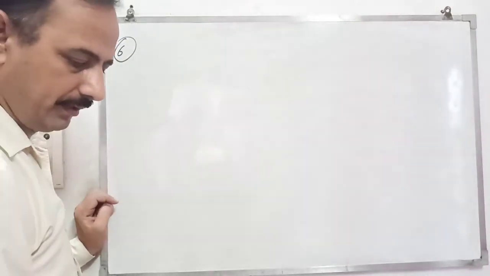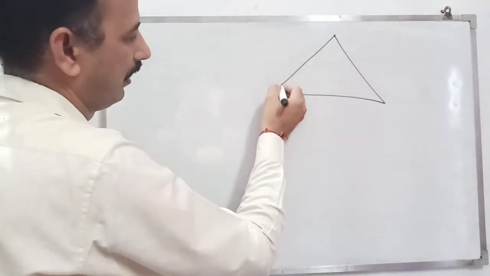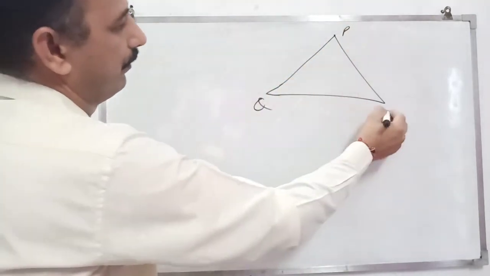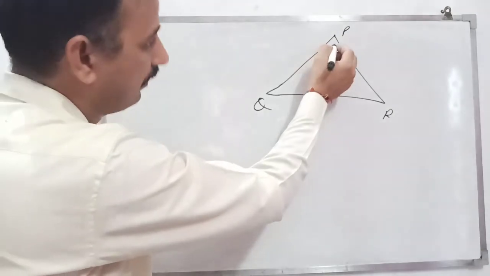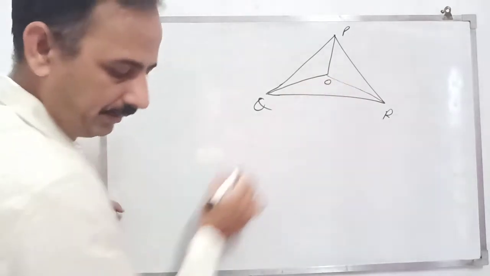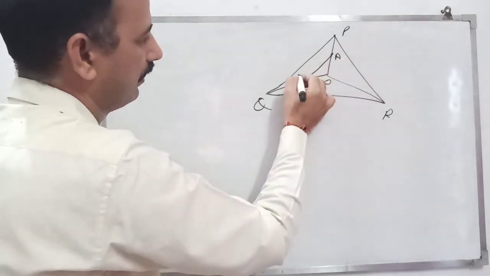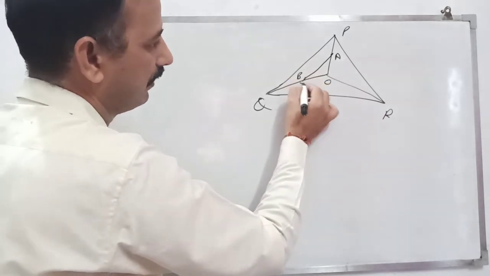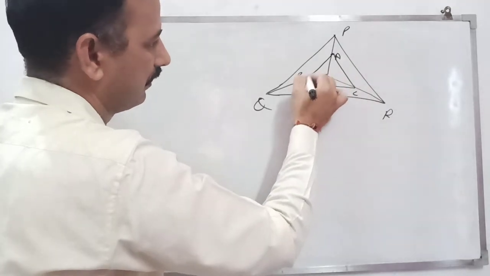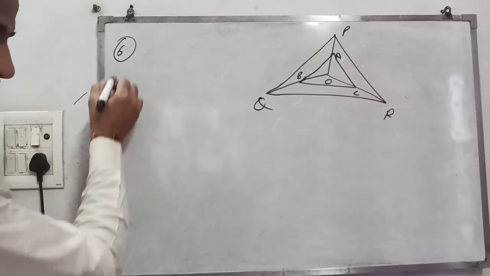Figure is given like that. That is P, Q, R, and it's a point O, A, B, C. Now join this point. Right? So there is given.